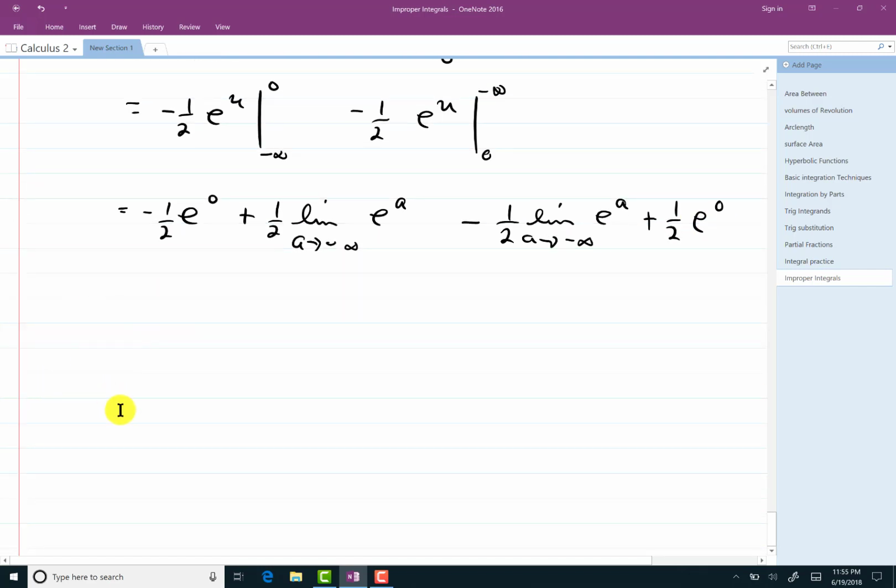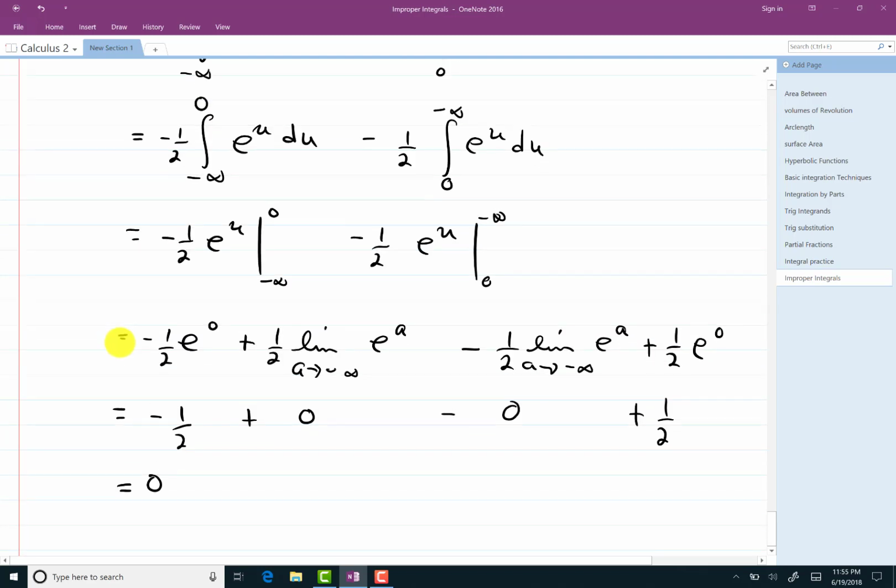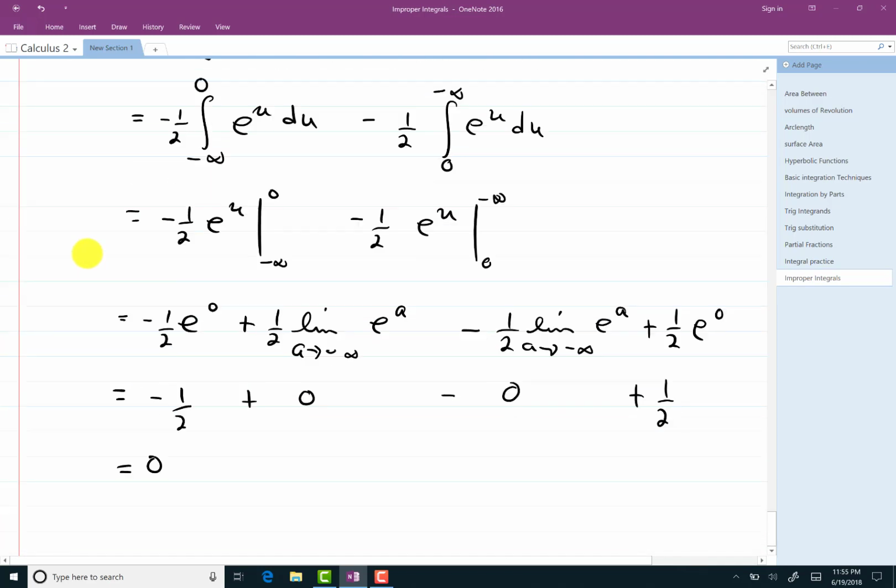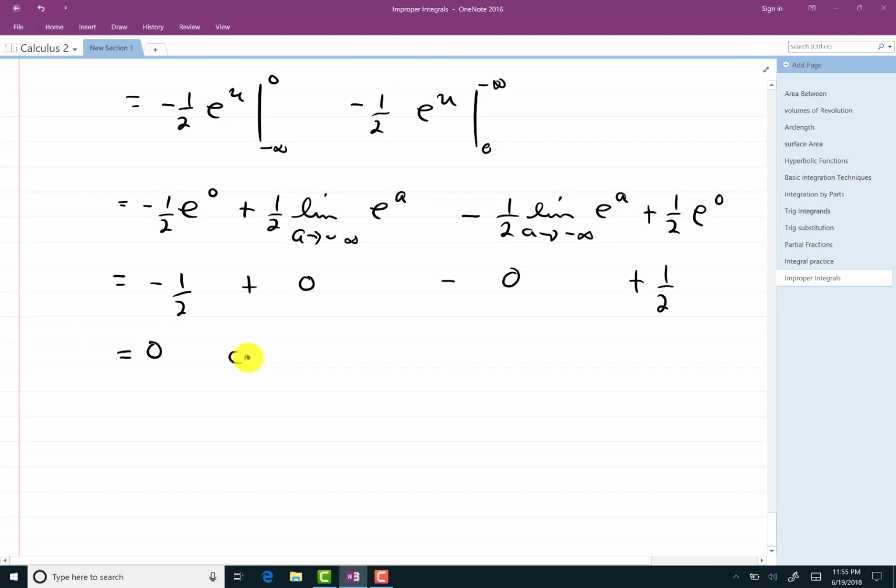Well, let's see what all of this has yielded. Negative 1/2 e to the 0. E to the 0 is 1, so this is negative 1/2. This piece right here is 0. This piece right here is 0. And this piece right here is positive 1/2. So they actually all cancel out and you end up with 0. So this integral converges. Not only does it converge, the sum is 0.